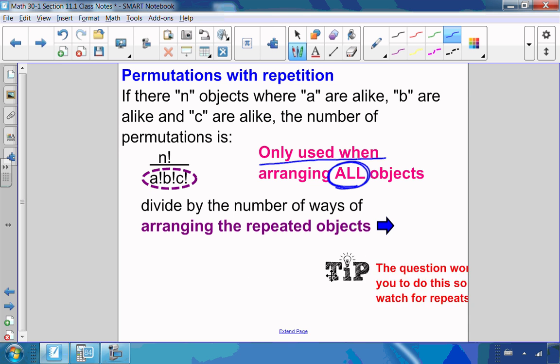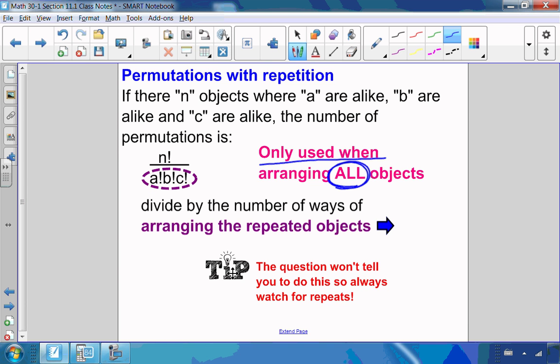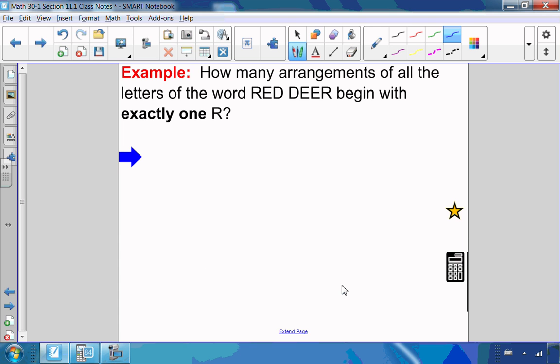Okay, so my tip for you is anytime you're arranging all elements of a question or all objects in a question, always look for the ways to arrange the repeated ones if there are repeats, because the question will not specify. So always be on the lookout for repeats. Okay, let's look at this one.